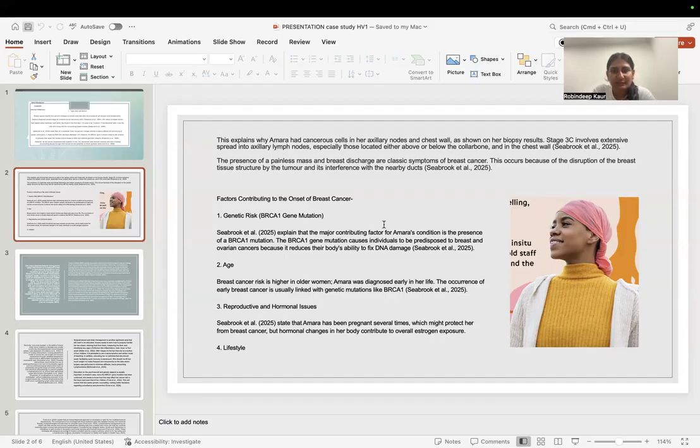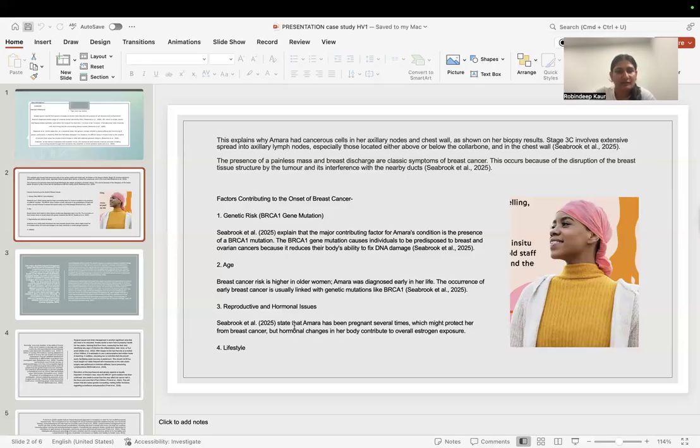Seabrook explains that the major contributing factor for Amara's condition is the presence of the BRCA1 mutation. The BRCA1 gene mutation causes individuals to be predisposed to breast and ovarian cancers because it reduces their body's ability to fix DNA damage. Second is age. Breast cancer risk is higher in older women. Amara was diagnosed early in her life. The occurrence of early breast cancer is usually linked with a genetic mutation like BRCA1.